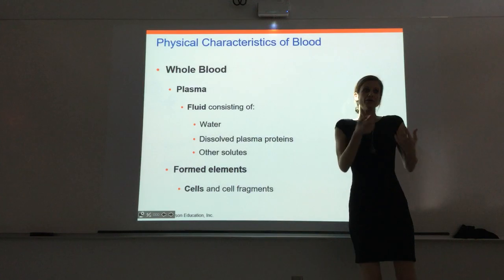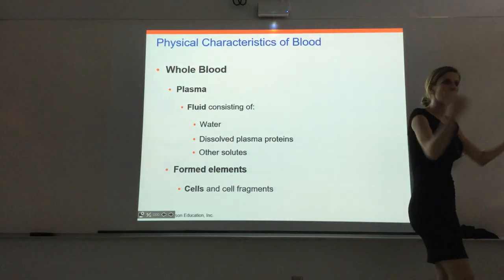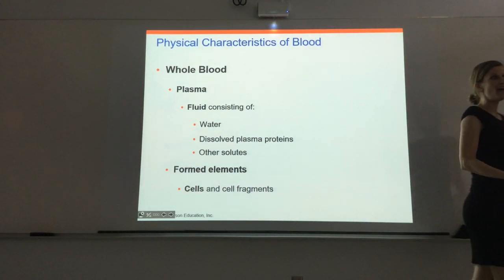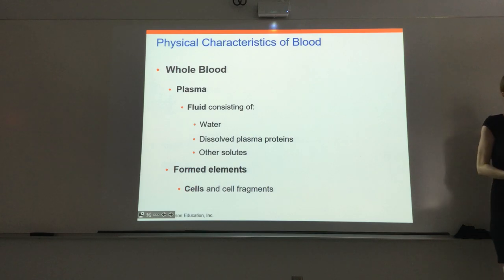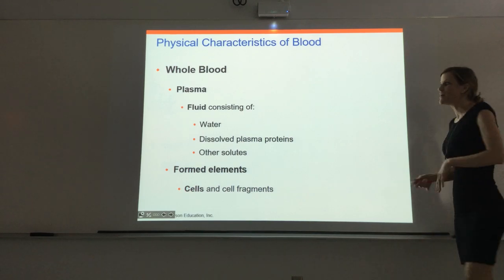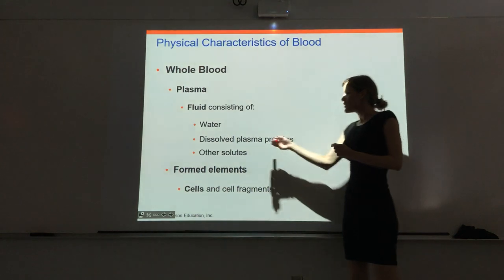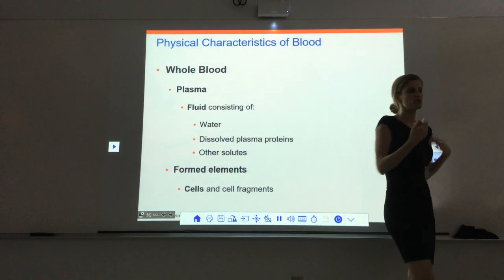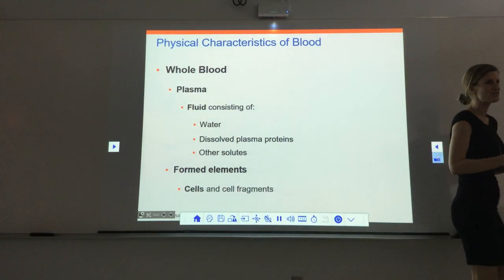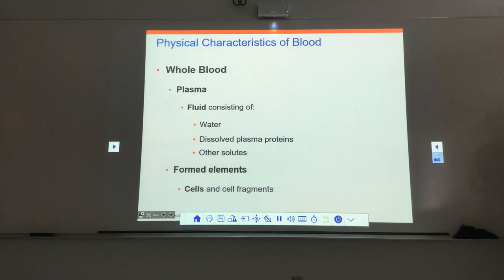Plasma is the fluid component, that flowing component of blood, and it's mostly water. It's going to be over 90% water. And then we've got stuff in the water. We have plasma proteins. We'll talk about those more in a second, but plasma proteins are super important to the cardiovascular system, and they're involved in other systems as well.